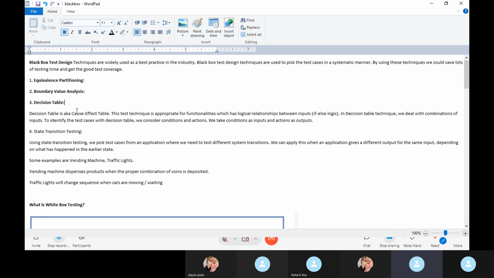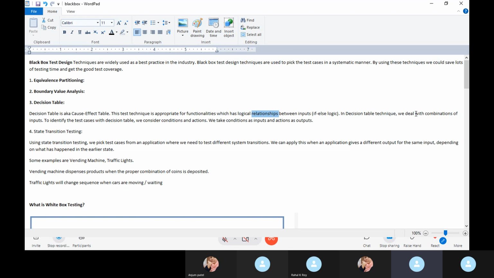Next is the decision table technique. Decision table technique is also known as the cause effect table, meaning there will be a cause and there will be an effect of that. This test technique is appropriate for functionalities which have logical relationships between input and output. Yesterday I gave you an example of username and password. That doesn't come under any range, so that doesn't come under equivalence partitioning or, sorry, boundary value analysis. That comes under the decision table, cause effect table technique.